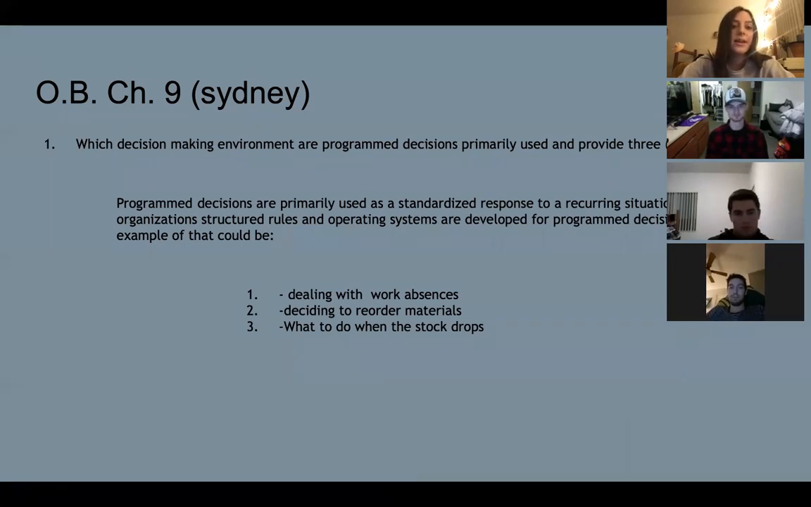And within organizations, structured rules and operating systems are developed specifically for program decisions. Some examples of that could be dealing with work absences, deciding to reorder materials that are low or out of stock, or what to do when the stock market drops. All of those show a reoccurring situation that could happen, and those are examples of program decisions.